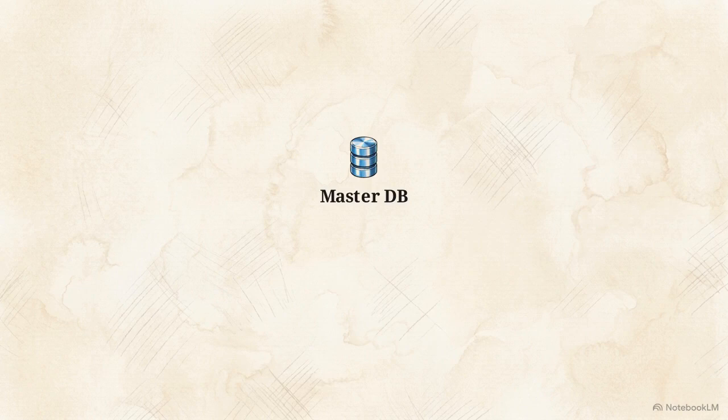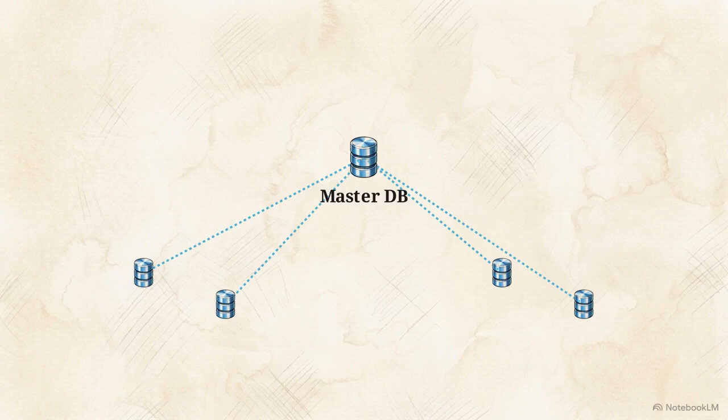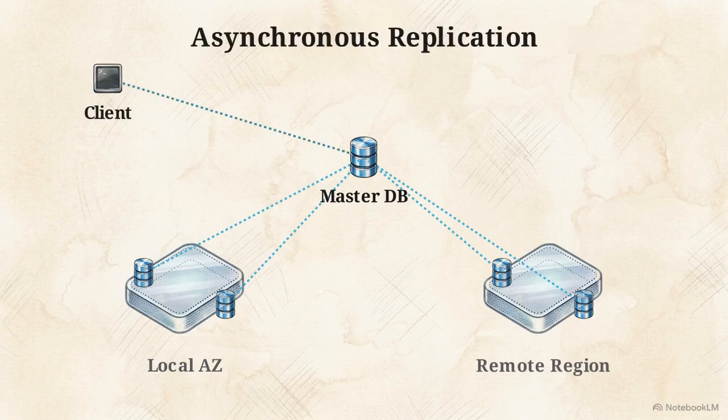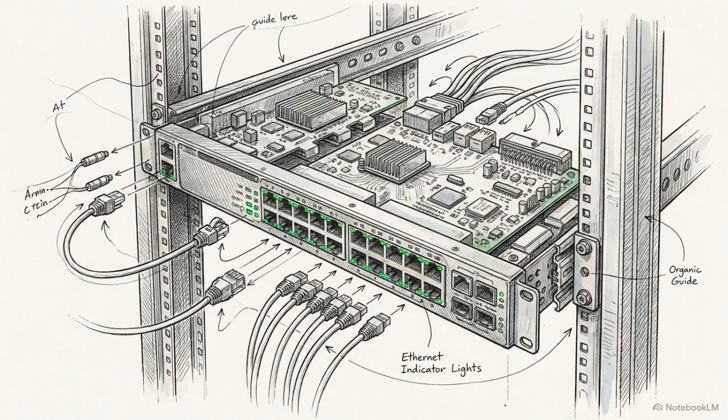You can deploy up to 15 distinct replica nodes connected to a single master database instance, distributed across local availability zones or separate geographic regions. The communication between the master node and these replicas is strictly asynchronous. When the master receives a write transaction, it commits the data and immediately returns a success signal. Only after responding does it transmit the transaction logs outward to the replica nodes. This asynchronous architecture prevents the primary database from suffering network latency penalties during writes.